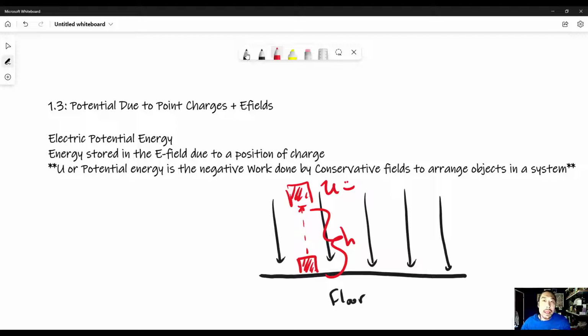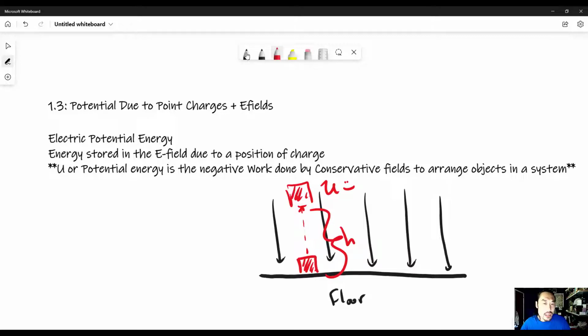And so what this means is that if you have an object or a charge and you move it to locations where it doesn't necessarily want to be, now I hate personifying objects or charges like that, but you're going against the field, you're going against nature. What we're doing is storing energy within the field itself.